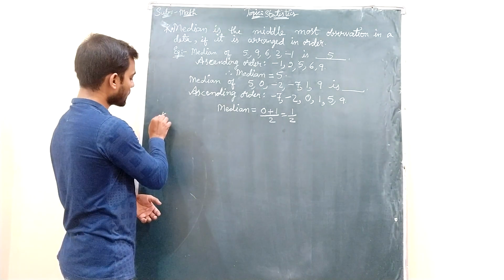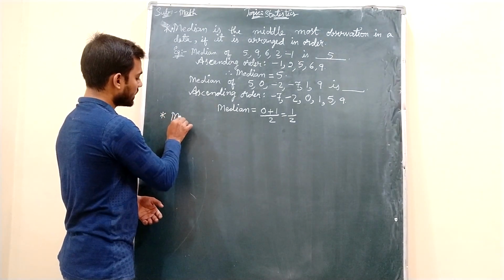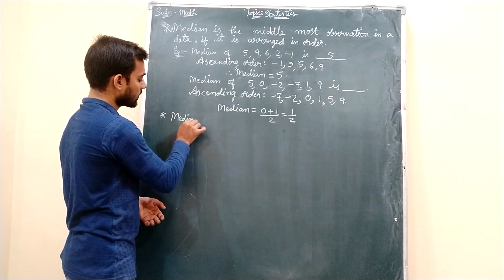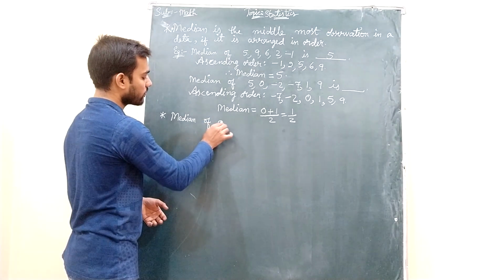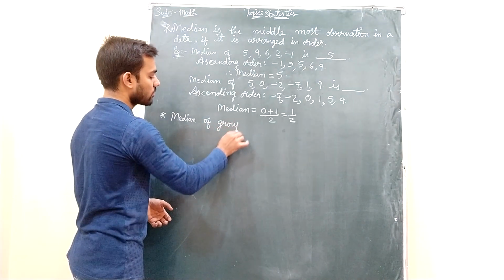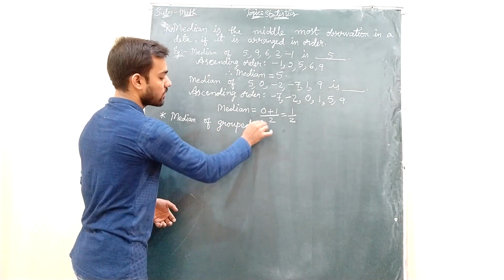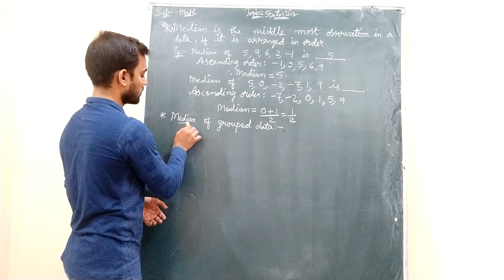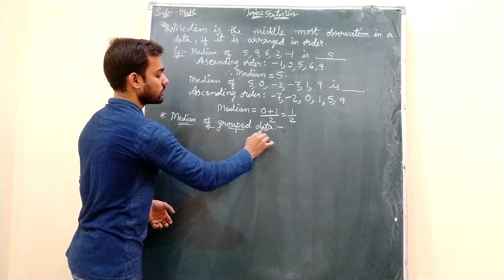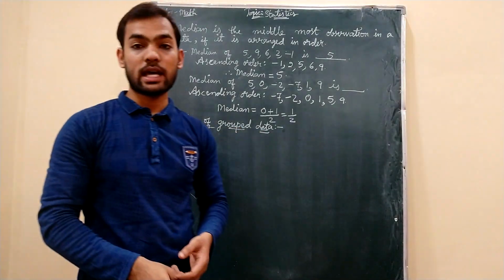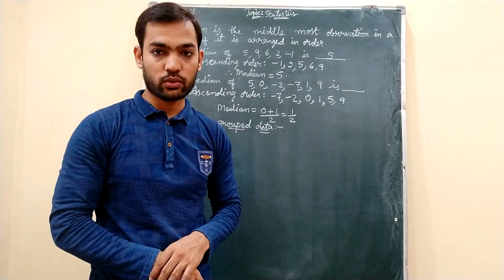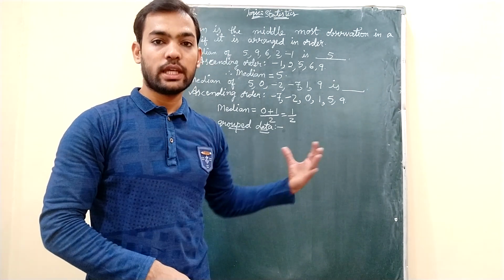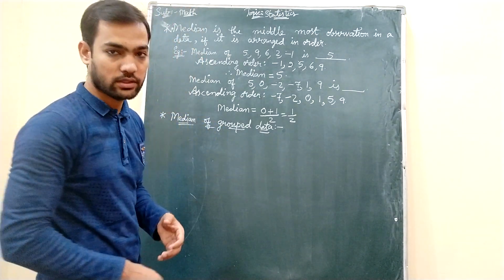Now, how to calculate the median of grouped data. As we have seen yesterday's formula, L plus F1 minus F0 divided by 2 F1 minus F0 minus F2. Here we will see how to find out the median of this grouped data.